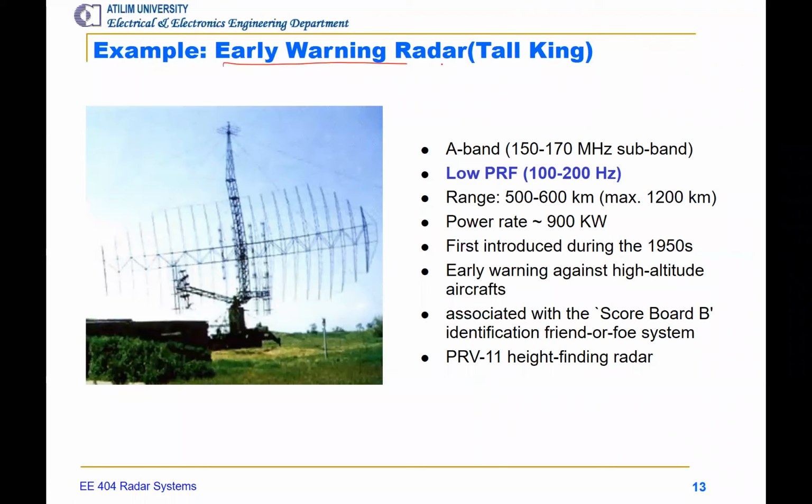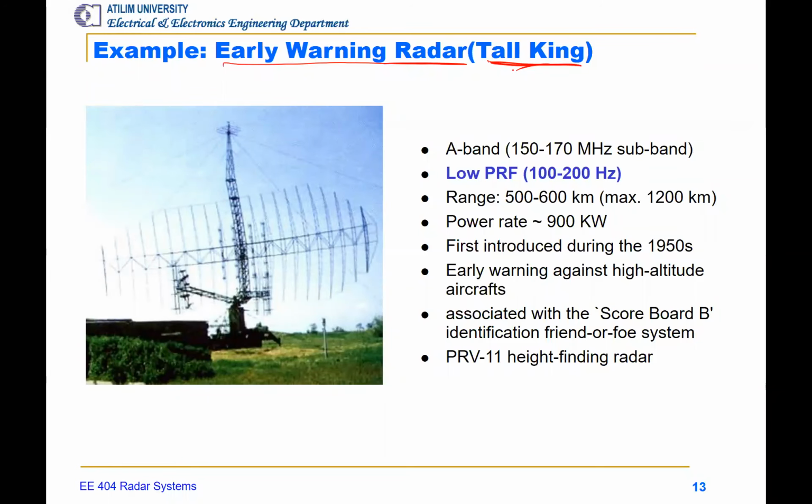This is an early warning radar system. Early warning means you want to see an object, a hostile weapon or system, far away from you, as early as possible. For example, let's say in Turkey, if we are interested in an aircraft in our neighbor Greece, we want to see that as early as possible when it is taking off.